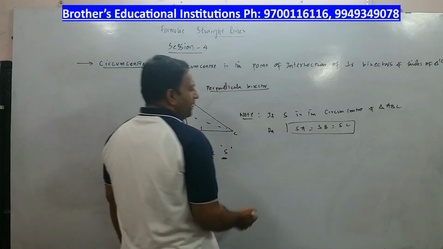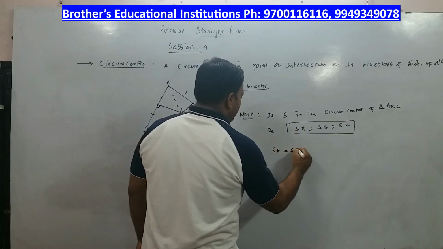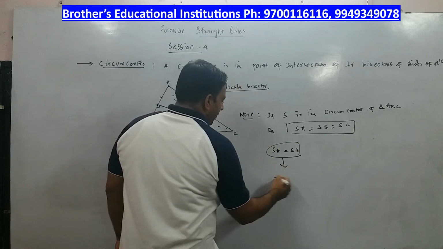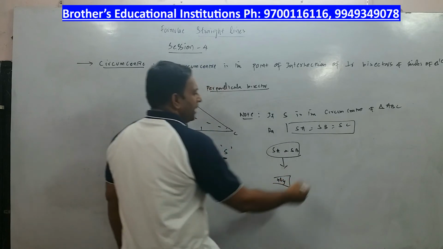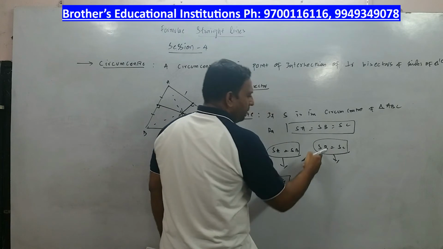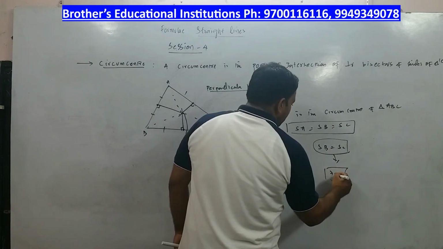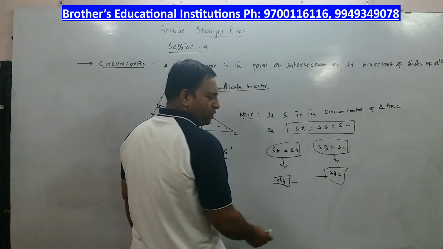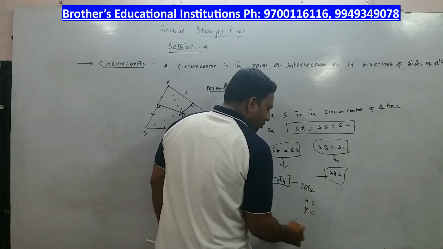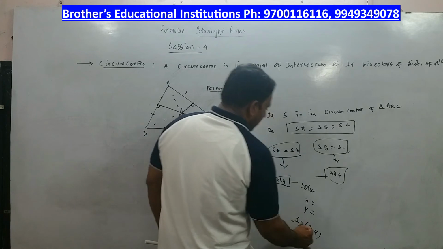Now how will you find the circumcenter? First you take SA equal to SB, where S is some (x, y), and you will get an equation in terms of x and y. Next you take SB equal to SC, and you get another equation in terms of x and y. Now you solve these two equations and you get x equal to and y equal to. Therefore, (x, y), the circumcenter, is obtained.